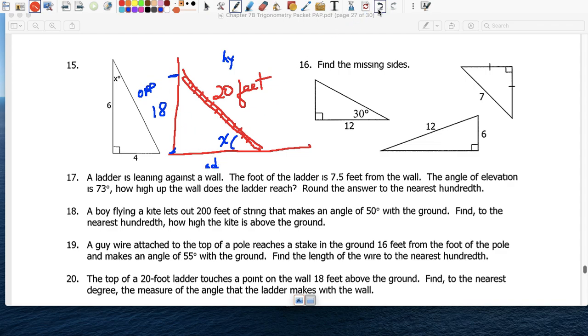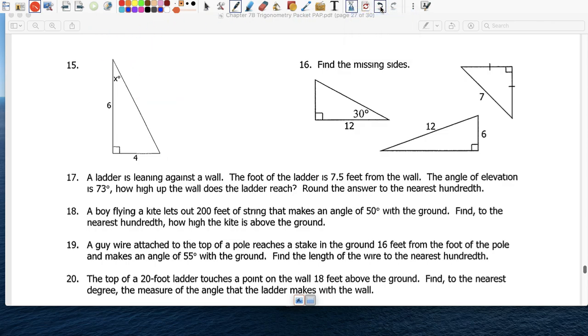I'm not even going to write adjacent because we're not going to use it. So something that uses the opposite and the hypotenuse would be sine. So sine of x, right? Angle that I don't know equals 18 over 20. Figure it out.